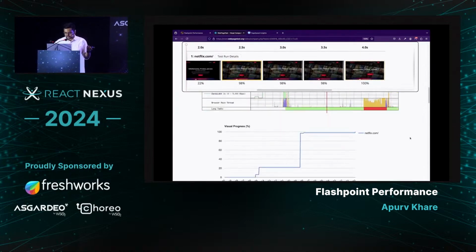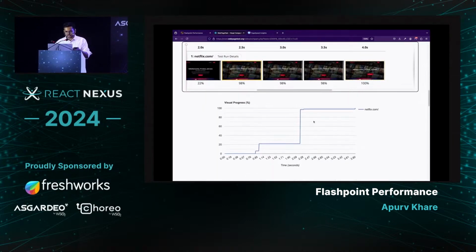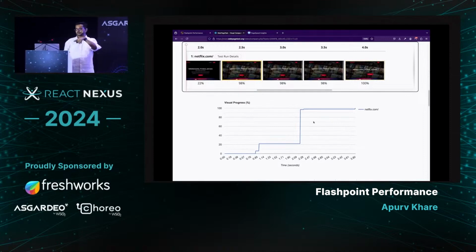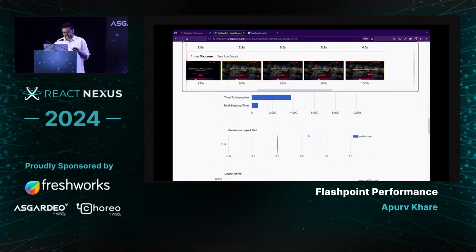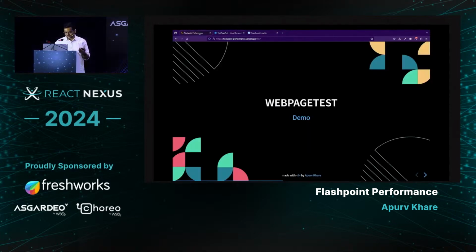Other than that, it also gives other insights like visual progress. You can use this for which browser metrics? Can someone tell me? This one? Speed index, visual progress over time. We saw it, right? And then there are other metrics. Now let's go to the next one.